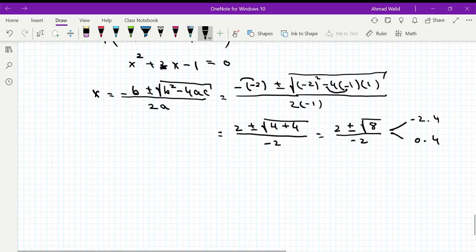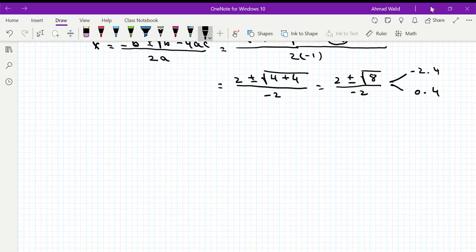Same way, step 3, I want to find my, oh, now what are the x-intercepts? Let's write our x-intercepts first. My x-intercepts are negative 2.4 and 0, and the other one 0.4 and 0. Correct? Now, the y-intercept.